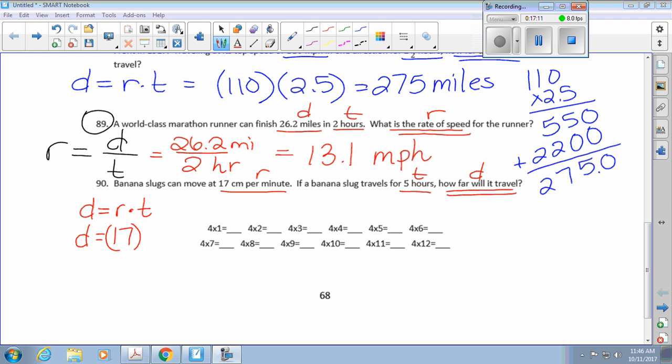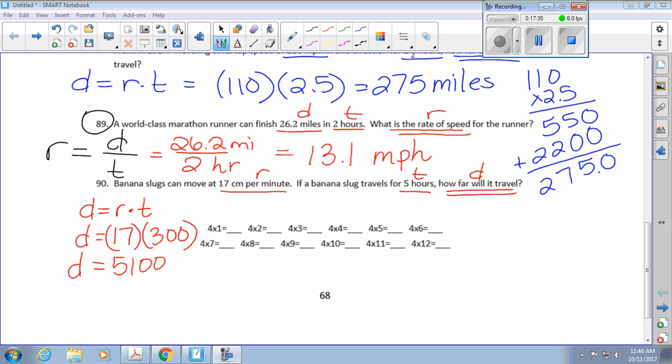300, very good, because 5 hours times 60 minutes each would be 300. So 17 times 300. And that means that the little banana slug would go how far when you multiply that out? 5,100. Very good. And our unit would be what?